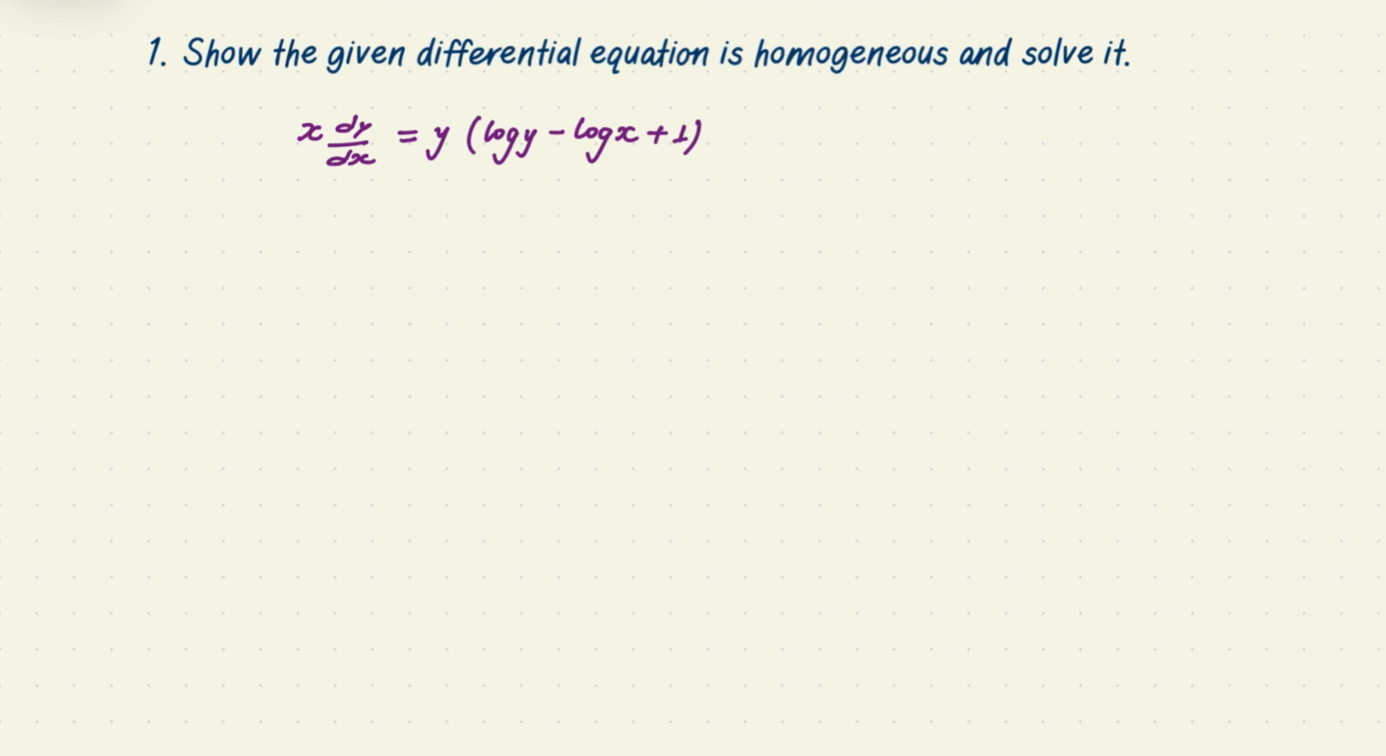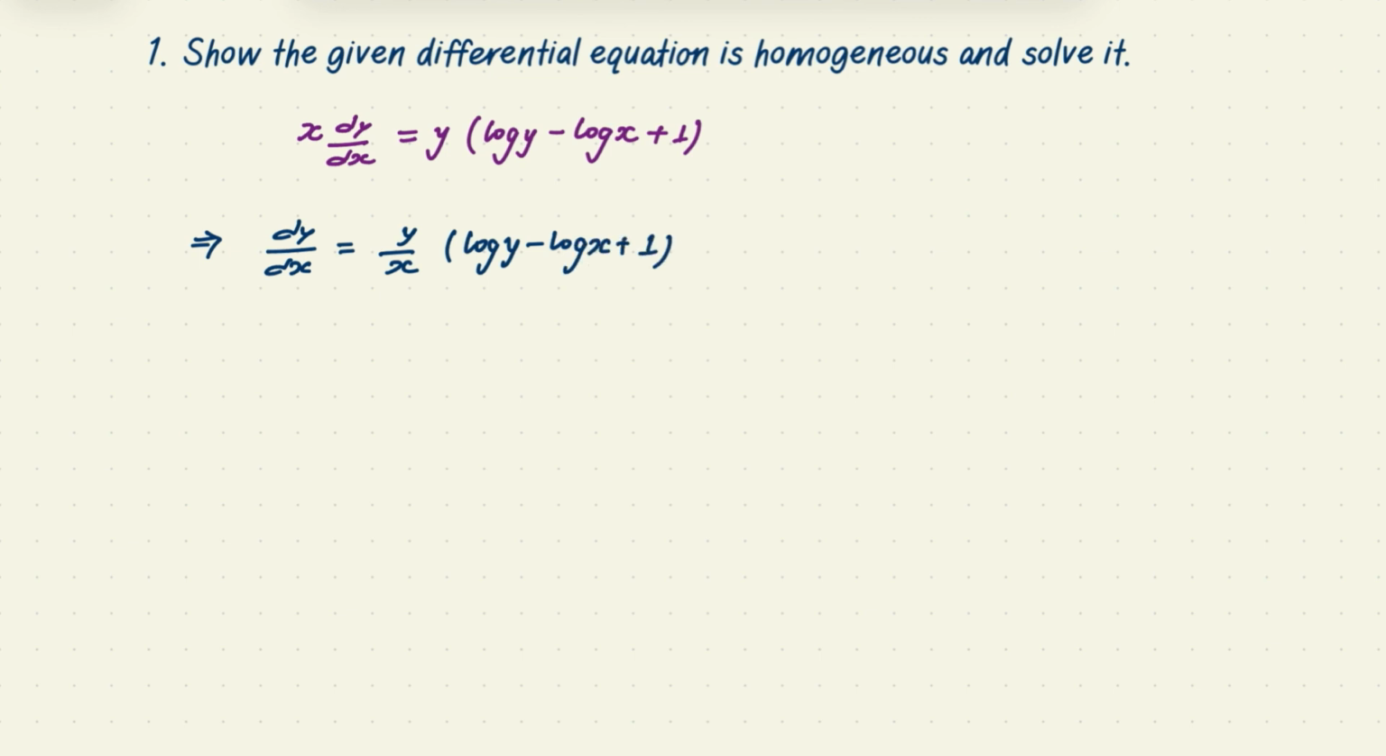Question 1. Show that the given differential equation is homogeneous and solve it. First we will show this equation is homogeneous, and after that we have to solve it also. In order to show this equation is homogeneous, let us divide both sides of this equation by x. So dividing both sides by x, we will have dy over dx equals y over x (log of y minus log of x plus 1).